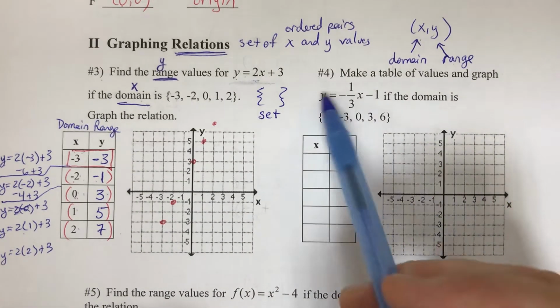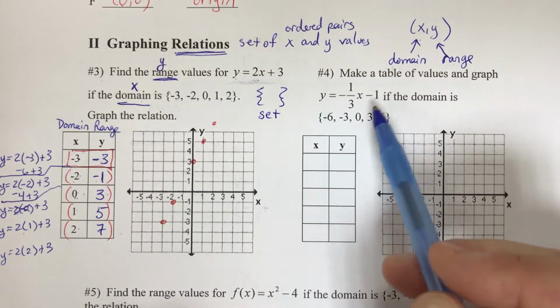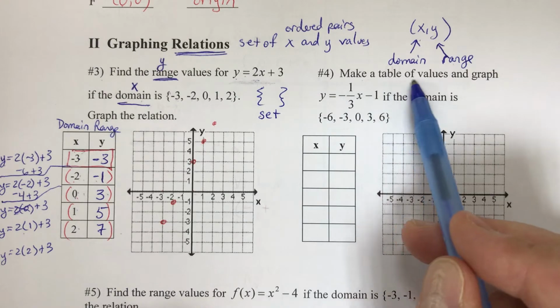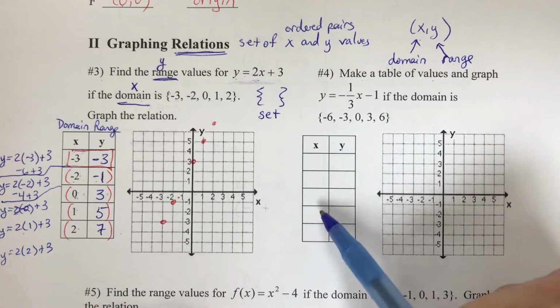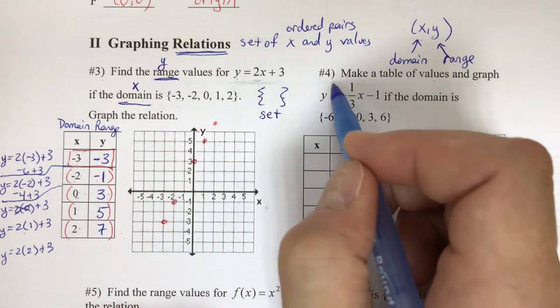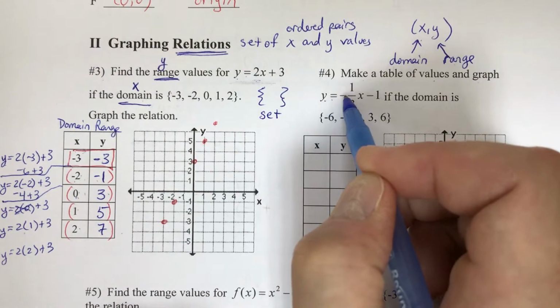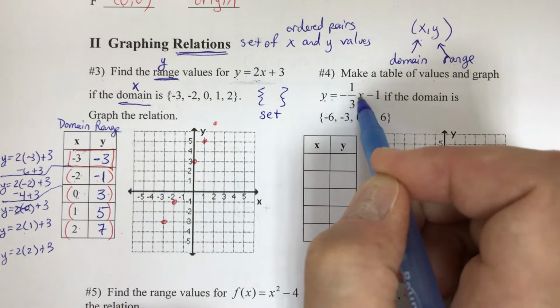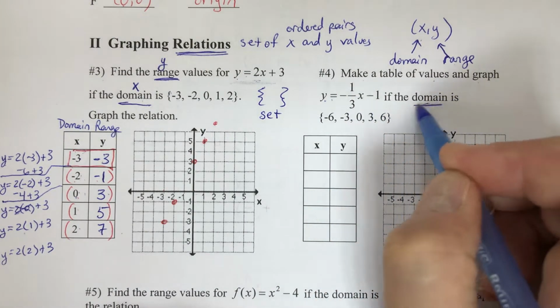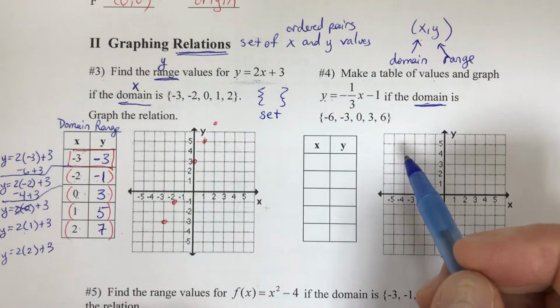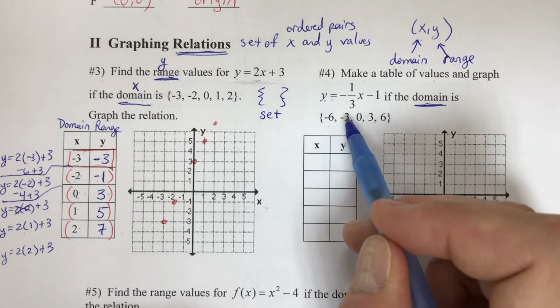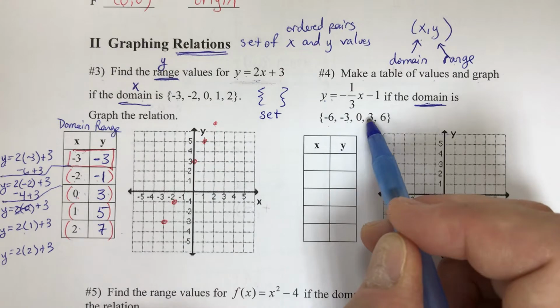All right, let's take number 4. So try this one yourself here. Make a table of values. Here's the table. Graph the equation. Now it's y equals -1/3 times x minus 1. If the domain, remember domain is the x's, -6, -3, 0, 3, 6.